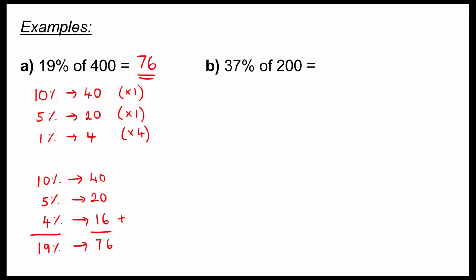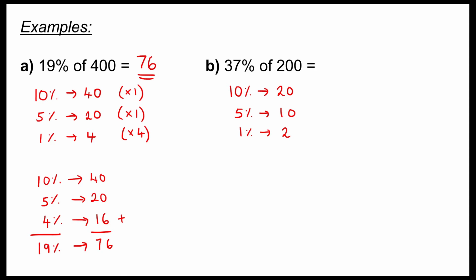I can follow the exact same process to help me work out this second example, which is 37% of 200. I begin by saying that 10% of 200 is 200 divided by 10, which is 20. 5% is going to be half of 20, which is 10, and 1% is the original amount 200 divided by 100, which is 2.